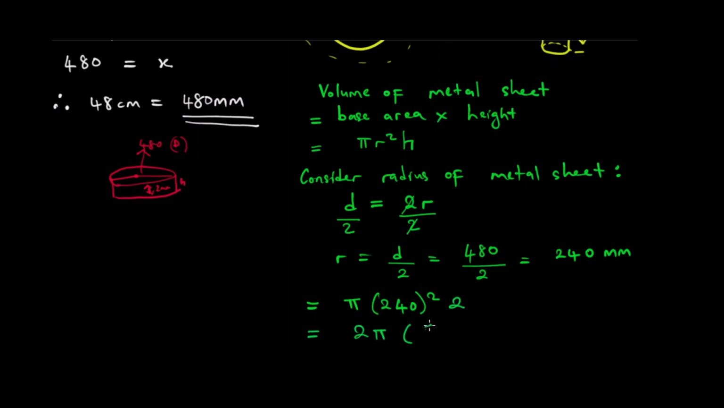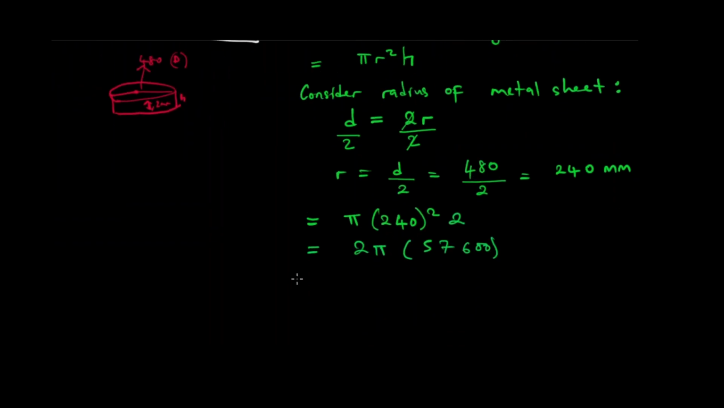It's 57600. Let me multiply this by 2. 57600 times 2. We see that our answer for volume is 115 200. This is our volume. You can say cubic millimeters.